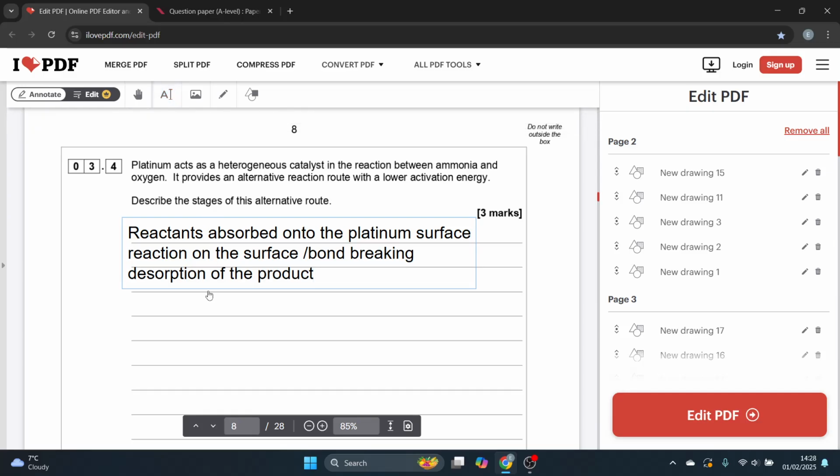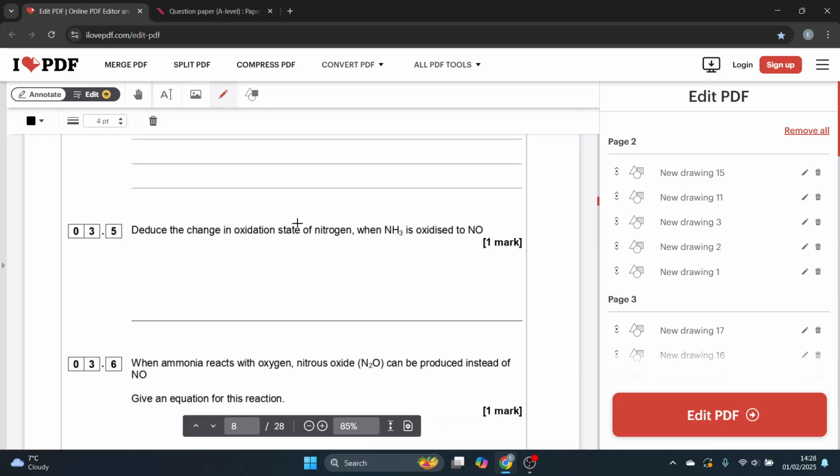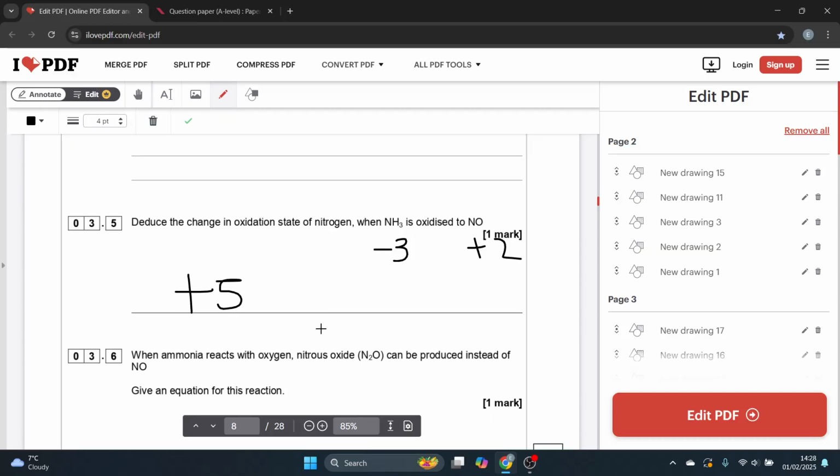Desorption of the product. So, state the change of oxidation state when NH3 is oxidized to NO of nitrogen. Well, in this case, nitrogen is going to be -3, and in this case, that's obviously going to be +2. So it's going to go from -3 to +2, you just add 5. Or we could say oxidation state changes from -3 to +2.